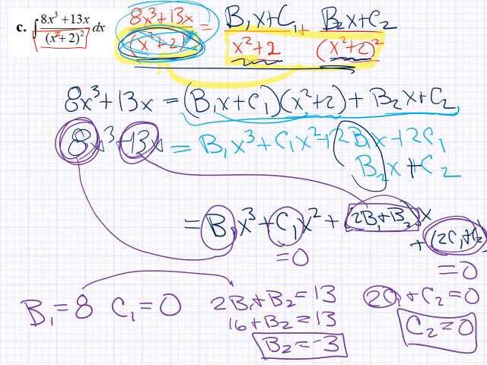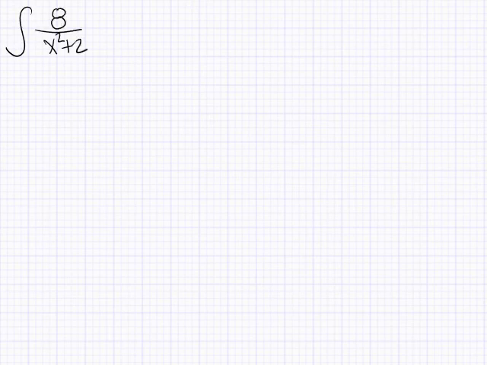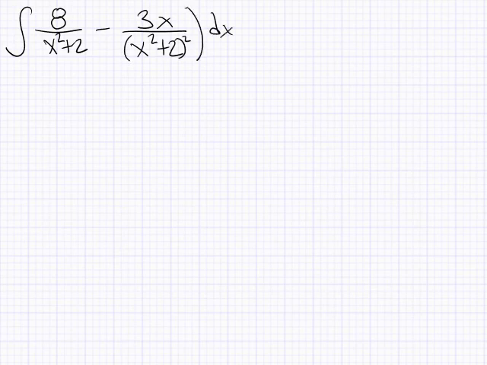So if we place that back into the original piece here, we could then use that to integrate. c1 and c2 are both going to be 0, so I can drop those off. And then b1 is 8, and b2 is negative 3. Now it's just a matter of doing that integral and finishing this one up. So we end up with the integral of 8 over x squared plus 2 minus 3x over x squared plus 2 squared. This is all dx.